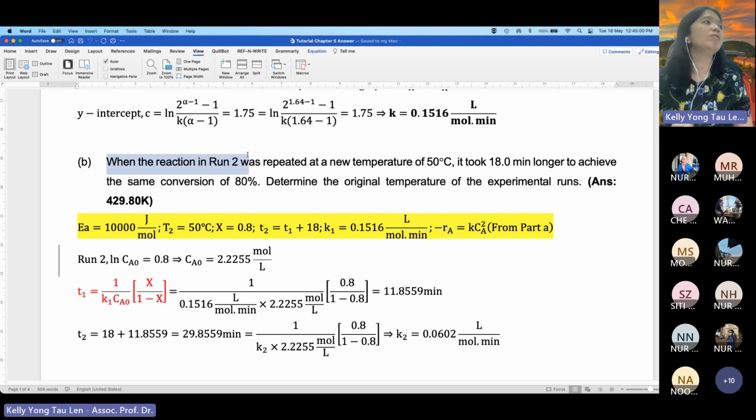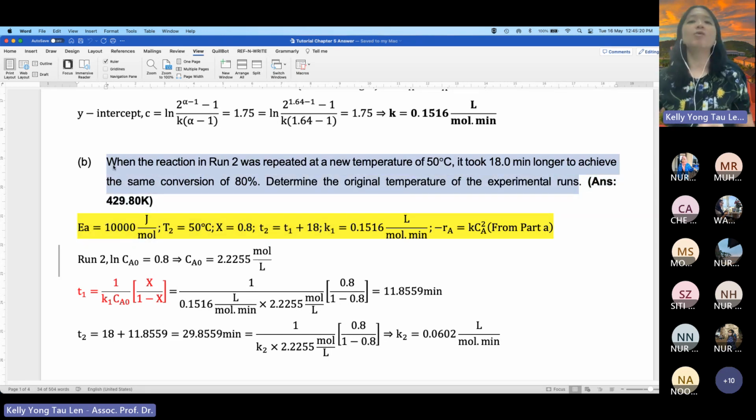When the reaction in run 2 was repeated at a new temperature of 50 Celsius, it took 18 minutes longer to achieve the same conversion of 80%. Determine the original temperature of the experimental run. Okay, so kamu tengok soalan ni, memang soalan ni I purposely do it a bit confusing so that you understand how the questions can be.